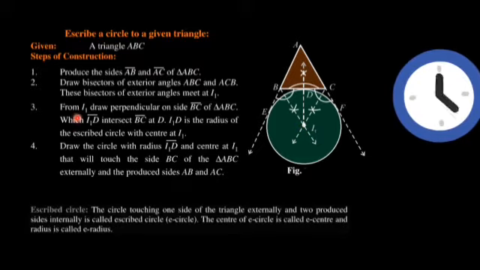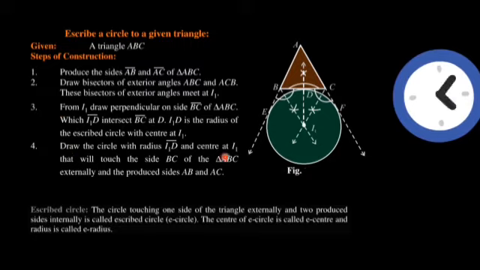From I1, draw a perpendicular on the side BC of triangle ABC, which intersects BC at D, and I1D is the radius of the inscribed circle with center I1. This is the point I1, this is D. So I1D is the radius of the circle.